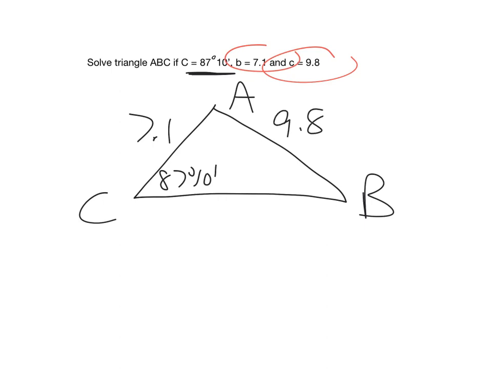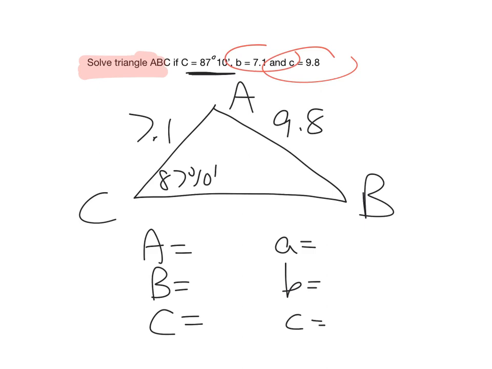And what it means to solve a triangle is you need to find all three angles and all three sides of the triangle. And they're always going to give you half. Here we're given angle C is 87 degrees and 10 minutes.